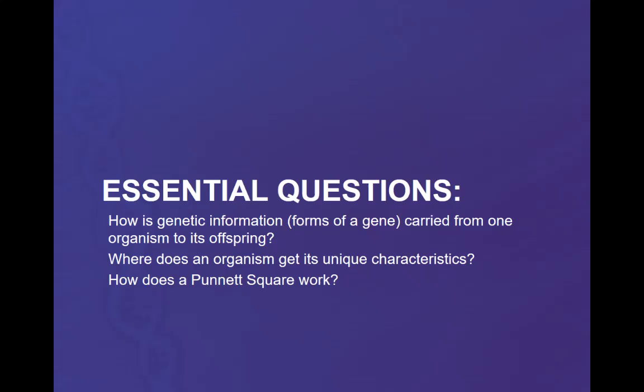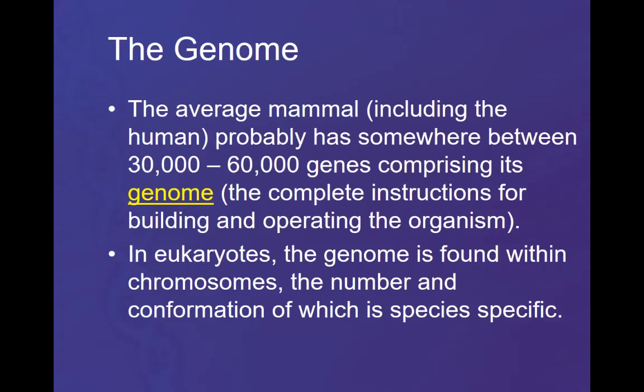First thing I want to go over is the genome. We've talked about this a couple of times, but this essentially is all of the genes together. The average mammal, including humans, probably has somewhere between 30 and 60,000 genes comprising its genome. That's a number that's down from what we originally thought, that humans had over 100,000 genes. But after completing the Human Genome Project, we discovered that that just wasn't actually the case.